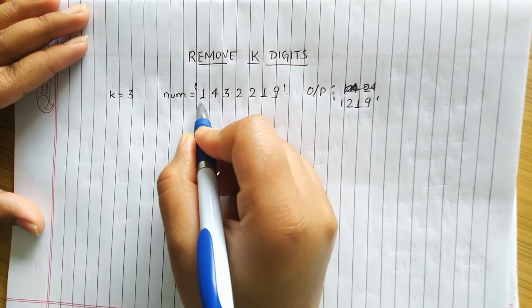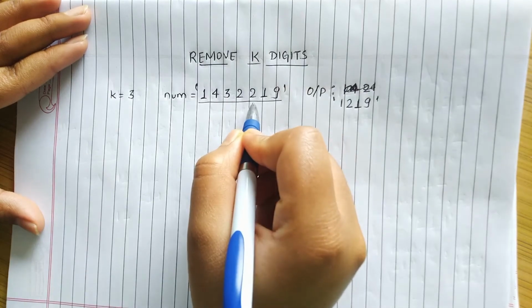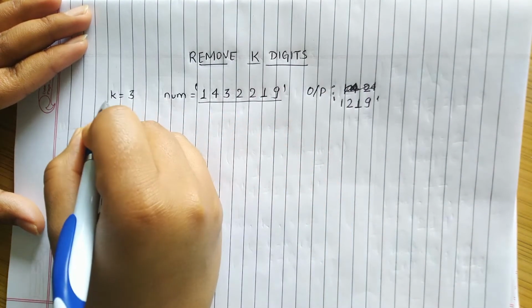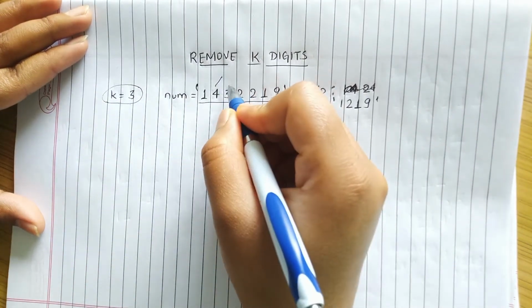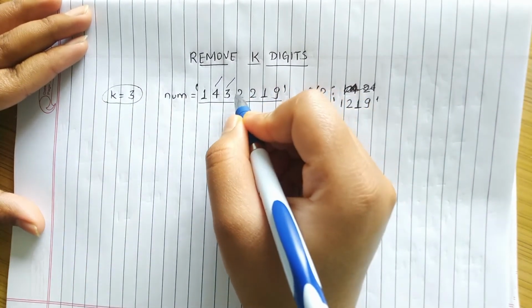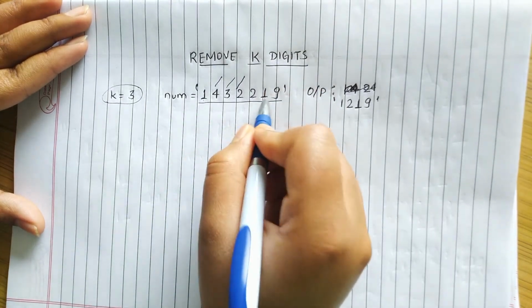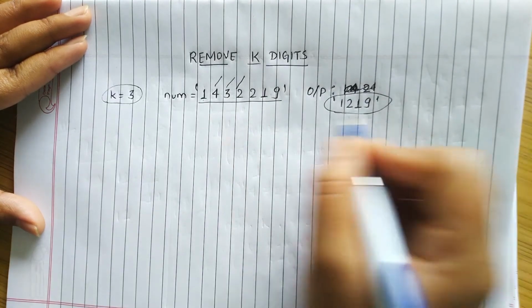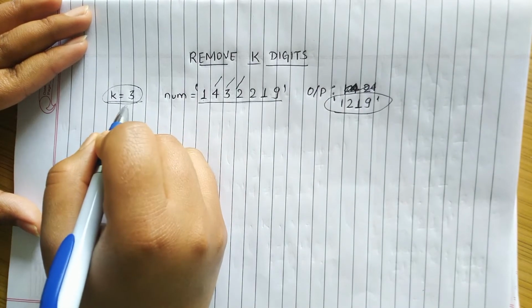So we will be given a string of numbers and we will have to find out a number that is the smallest after removing k number of digits. So in this number, if we remove 4, 3 and 2, then we will get 1219, which is our required output, the smallest number that can be formed from this string after removing this number of digits.